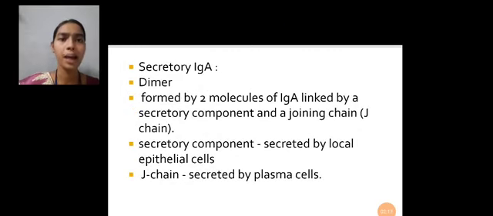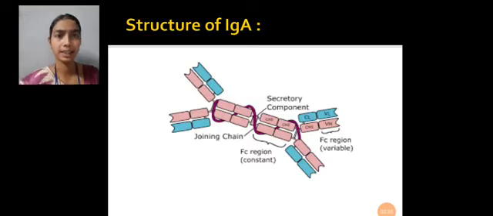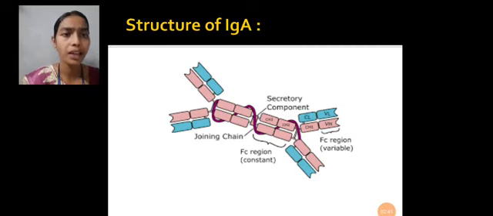Then the second type, secretory type, it is a dimer formed by 2 molecules of immunoglobulin linked by a secretory component and a joining chain. This secretory component is secreted by the local epithelial cells, whereas the J chain is secreted by plasma cells. This is the structure of the secretory type of the immunoglobulin A. Here you can see the secretory component, joining chain and the other constant and variable domains.